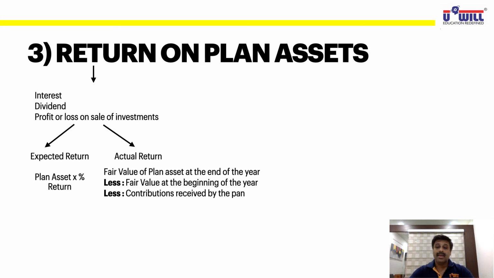I repeat, at the end of the year, you have investments of 2 lakhs. Market value or fair value of that investment is 2 lakhs. In the beginning of the year, your investments were worth rupees 1,50,000. During the year, you have invested 30,000, contributions received by the plan. In the beginning, you had 1,50,000. You invested 30,000, so 1,80,000. But now its value is 2 lakhs at the end of the year.